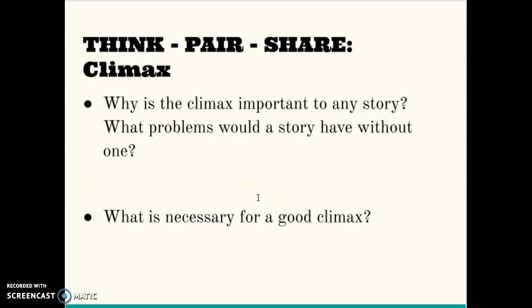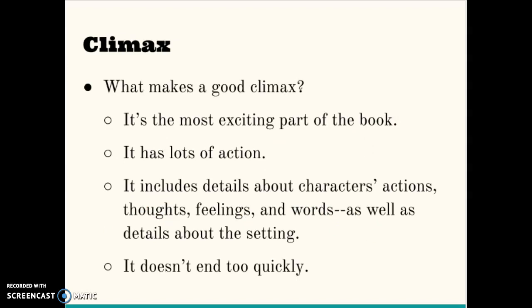So go ahead right now, answer these questions. Why is the climax important to any story? What problems would a story have without one? And what is necessary for a good climax? What makes a good climax?